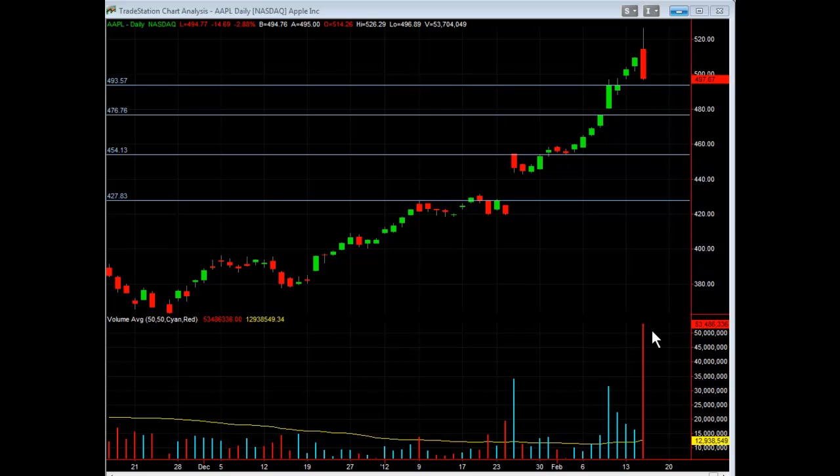See how much volume? There's over 53 million shares traded today. Huge volume. So when you get a huge volume day like this, a key reversal, this is what you call a classic key reversal blow off top. Now let me go show you a couple things more regarding Apple and what it could lead to.